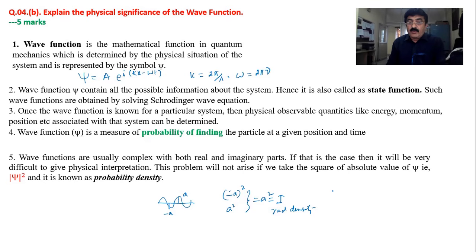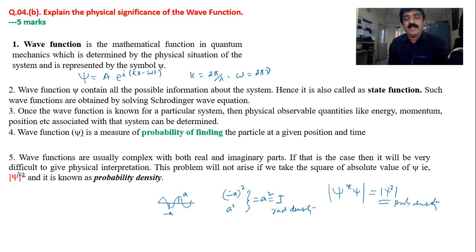Like that, to avoid imaginary, I multiply the wave function by its complex conjugate and then I take the modulus. That is modulus of psi square. This is actually psi square. This modulus of psi square should be like this. This is nothing but probability density. This is what Max Born interpreted. So this is about wave function.